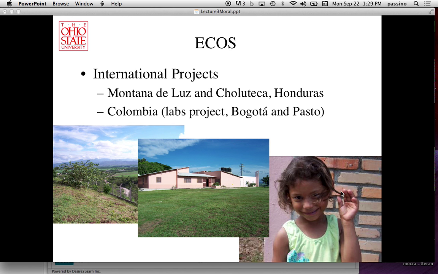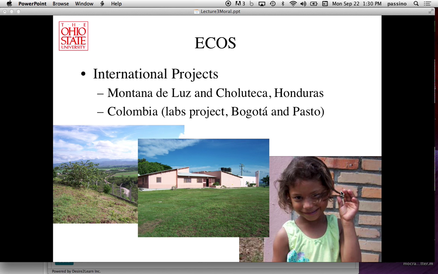ECOS has three international projects. The Montaña de Luz project is an HIV/AIDS orphanage in Honduras. They go down and do engineering projects to try to improve the grounds of the orphanage. This is the orphanage. These are the surrounding mountains. And that's Paula. And then there's also a project in Choluteca, Honduras. And then Professor Anderson and I are running a project to Colombia, Bogota and Pasto.